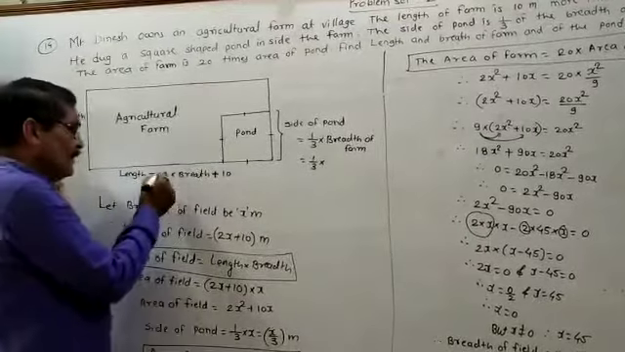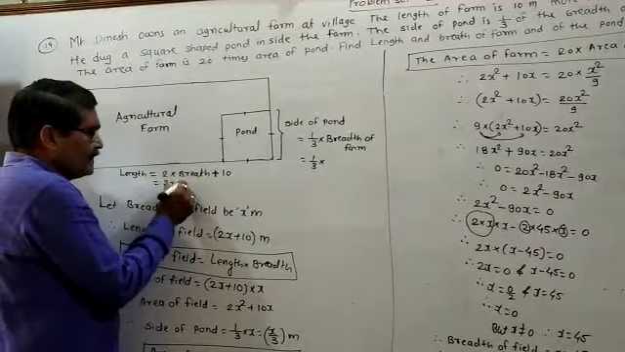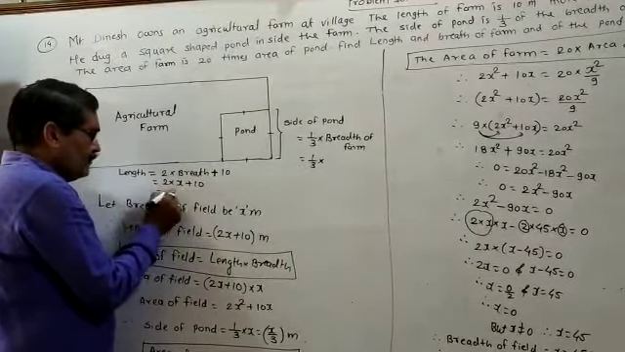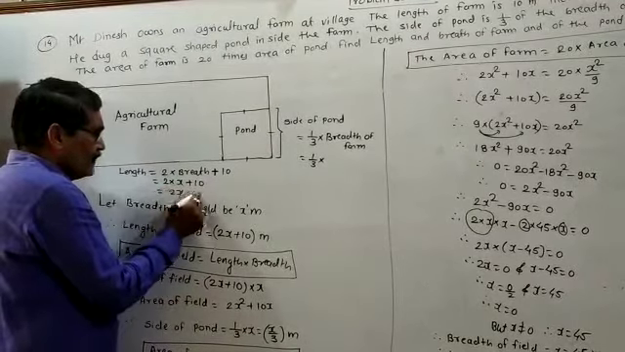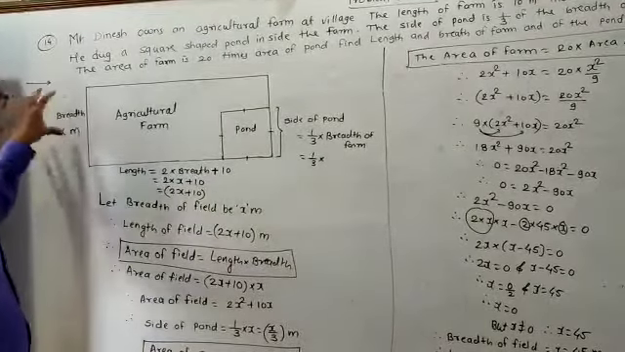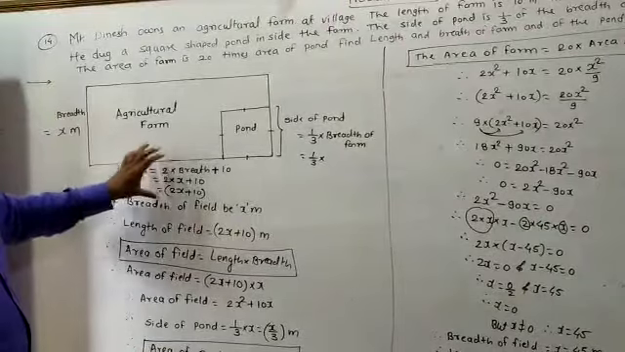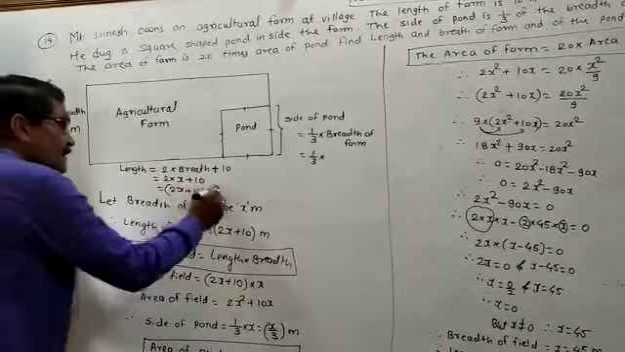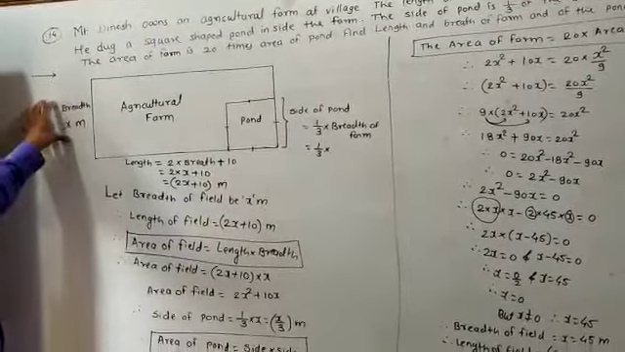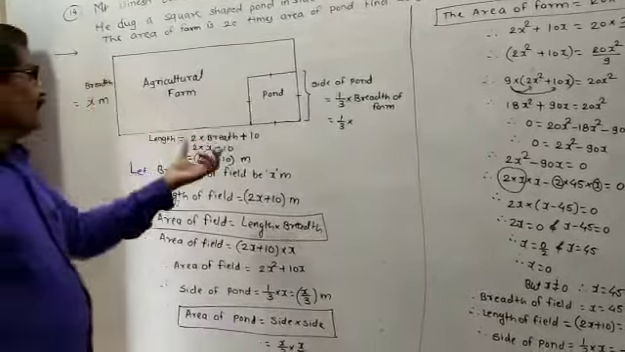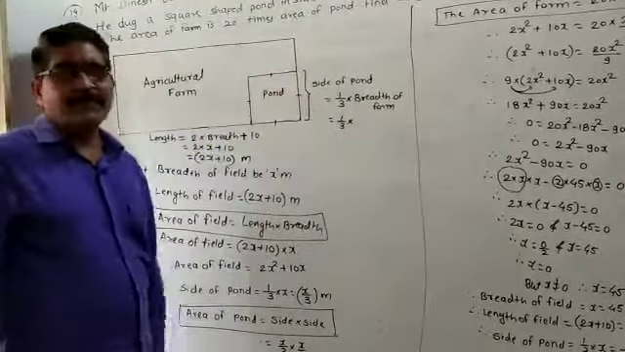So I will put the value of breadth. 2 multiplied by x plus 10 is equal to 2x plus 10. So the length of the farm will come 2x plus 10 meters. Breadth of the farm will come x meters. And the relation between this breadth and the side of the pond is given.